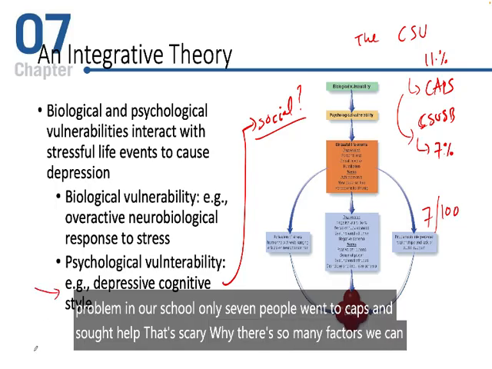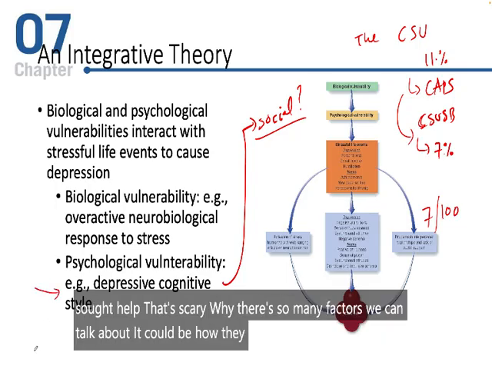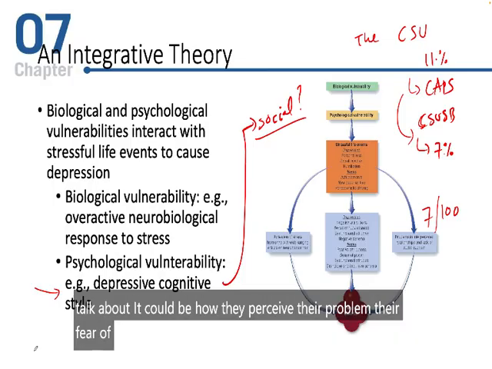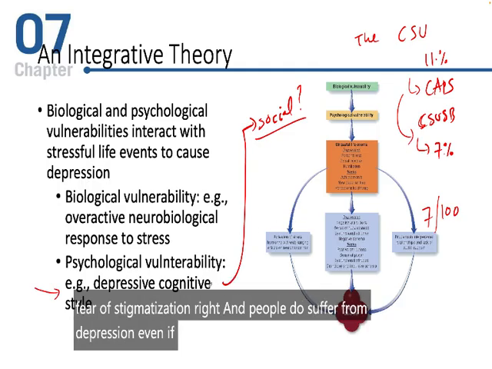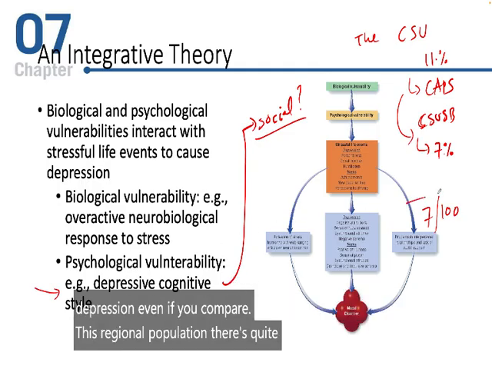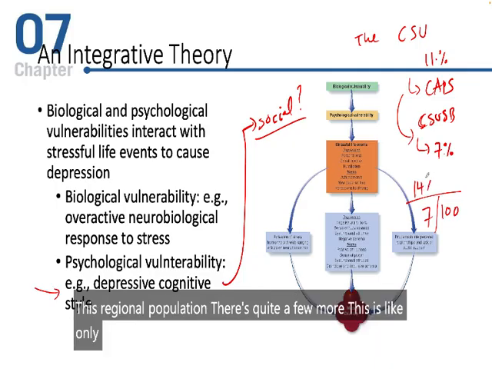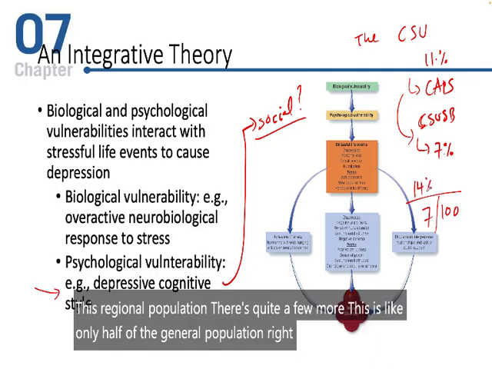It could be how they perceive their problem, their fear of stigmatization, right? And people do suffer from depression. Even if you compare this with the general population, there are quite a few more. This is like only half of the general population, right? There are about 14% of people who could develop depression.